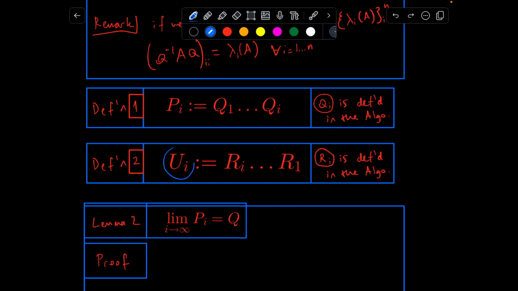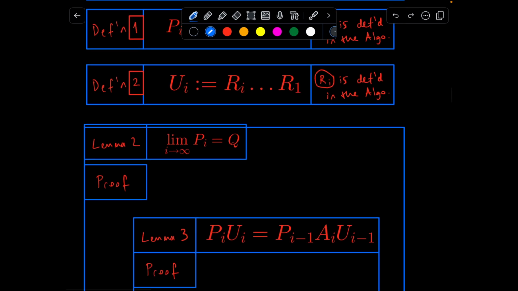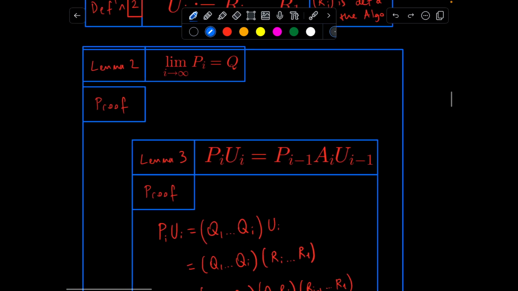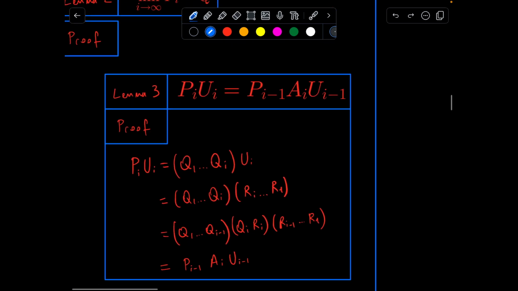All right, so this is another definition, U_i, right? Just be careful with the indices. That is it. So this is the statement that we are trying to prove, and if we prove that, we will know how the convergence works, or why it converges, basically. All right, let's continue.